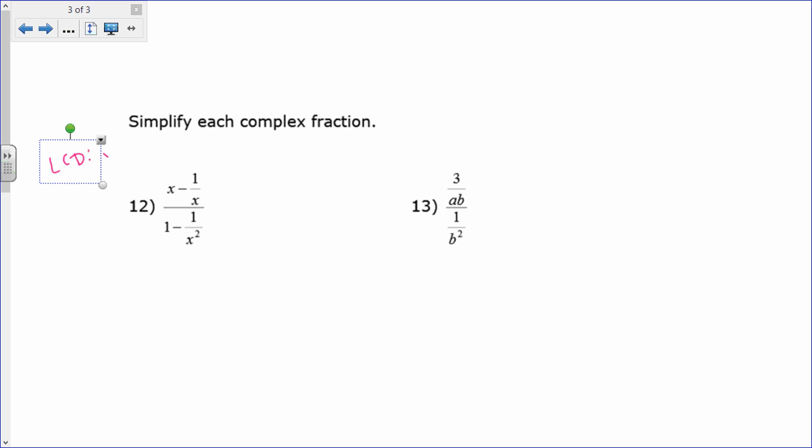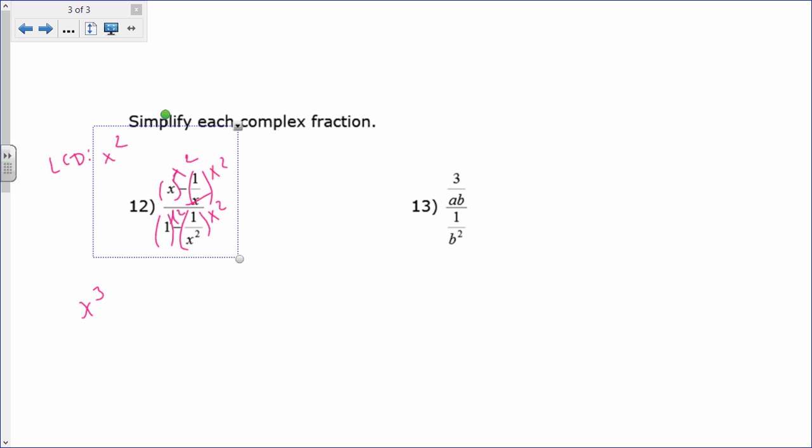In this problem, the LCD is x squared. So I need to multiply the first term by x squared, second term by x squared, third term by x squared, fourth term by x squared. Nothing cancels out with the first term, so I have x cubed. In the second term, x cancels by x squared, and I get an x, so minus x. Over, nothing to cancel the first one, so it's x squared. Here the x squareds go, so it's minus 1.